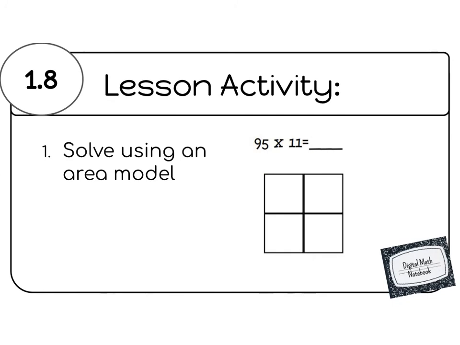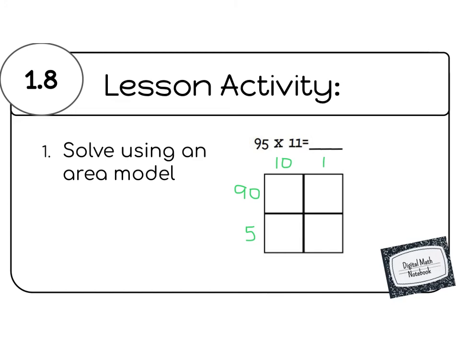All right, 5th graders, time for our lesson activity. Today's lesson activity is going to have us multiplying 95 by 11 using an area model. Our first step is to break out our numbers by place value. 95 is equal to 90 and 5. 11 is broken down into 10 and 1. I'll start this problem with you and then let you finish it.